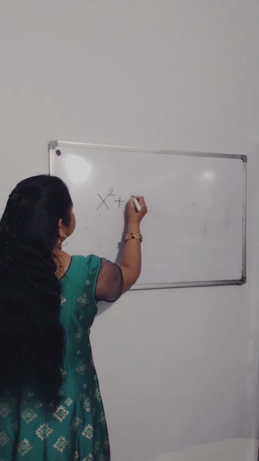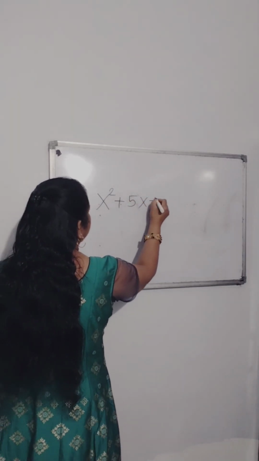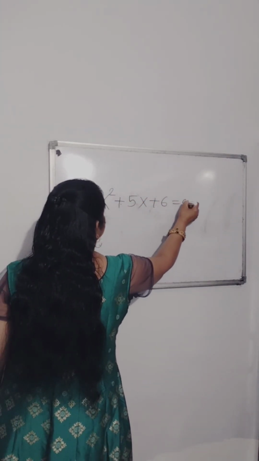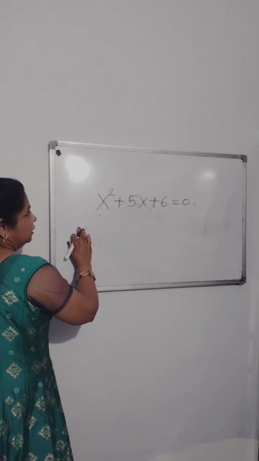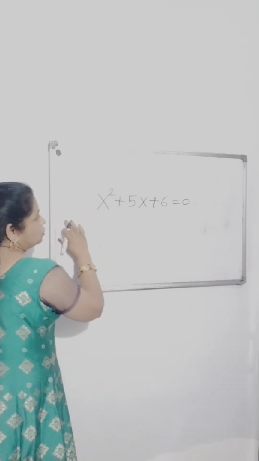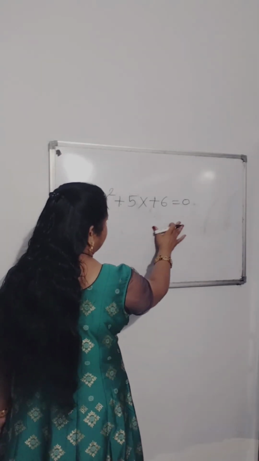So the first method is the factorization method. Factorization method means converting the quadratic expression into two linear factors. Let's see using an example: x square plus 5x plus 6 is equal to 0. This is a quadratic equation. There are different steps to solve it using the factorization method.